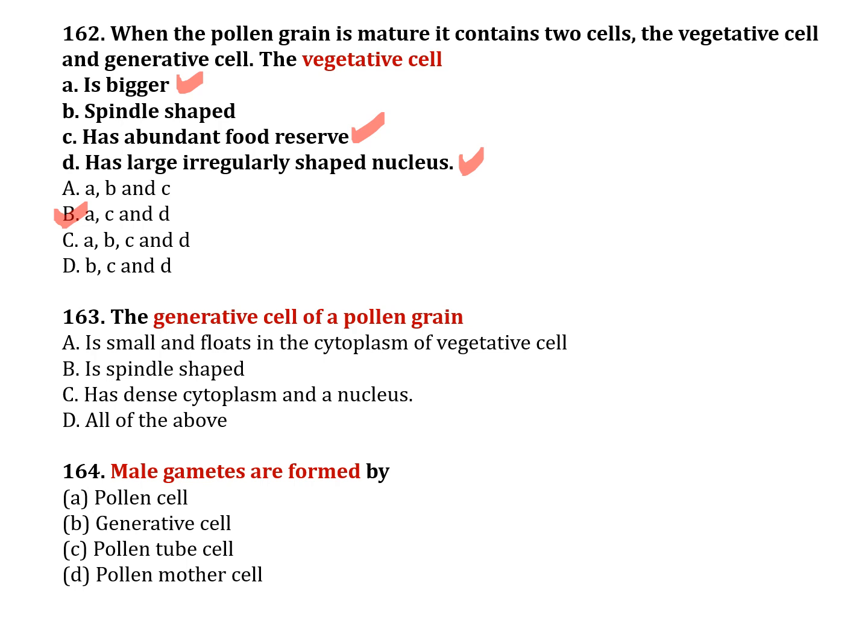The correct answer is option D, all of the above. The next question, number 164. Male gametes are formed by option A, pollen cell, option B, generative cell, option C, pollen tube cell, option D, pollen mother cell. Correct answer is option B, generative cell.